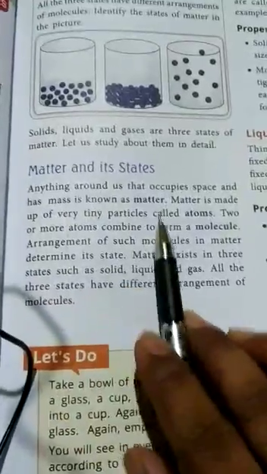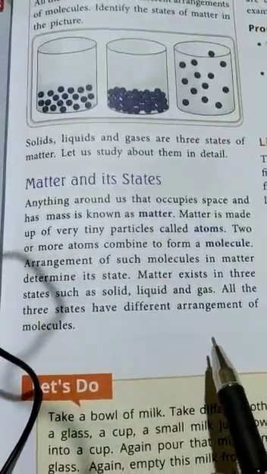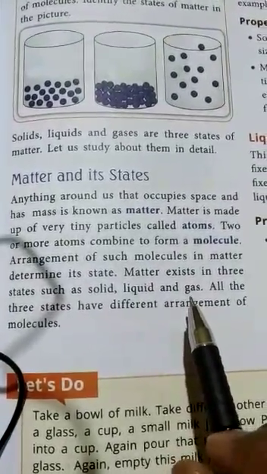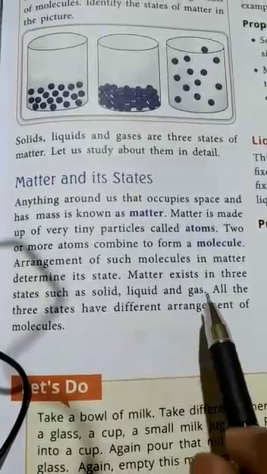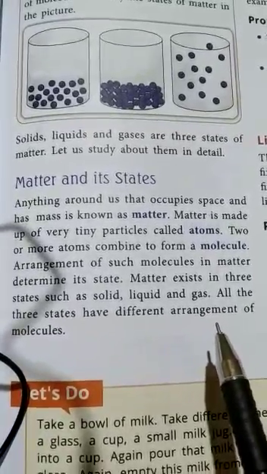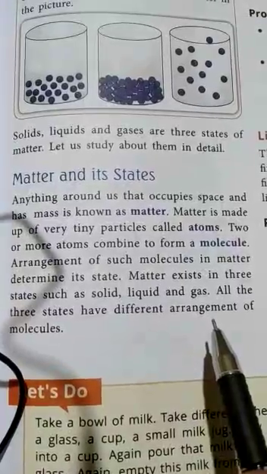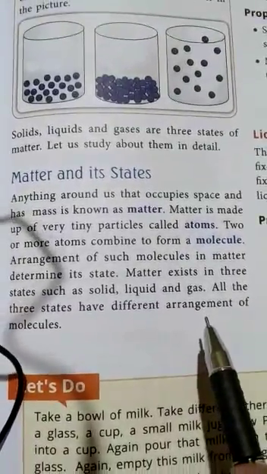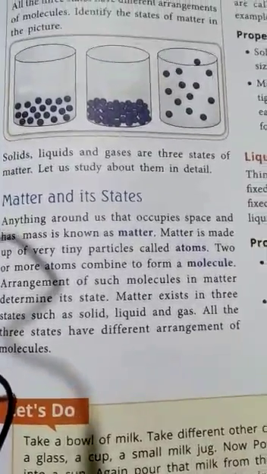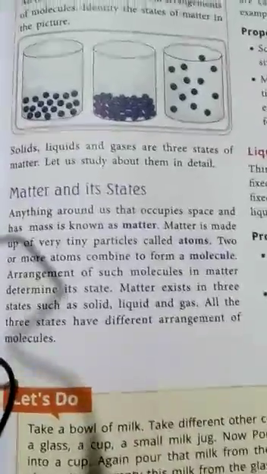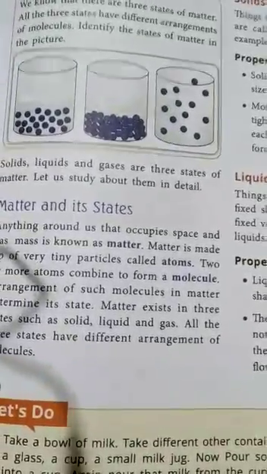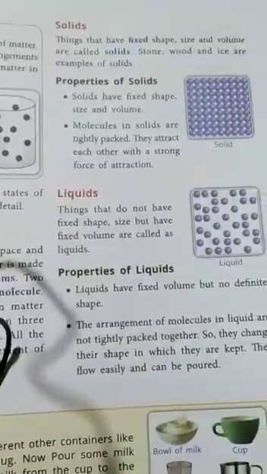Anything around us that occupies space and has mass is known as matter. Matter is made up of very tiny particles called atoms. Two or more atoms combine to form a molecule. The arrangement of such molecules in matter determines its state. The states that you see are of three types: one is solid state, another is liquid state, and another is gaseous state.